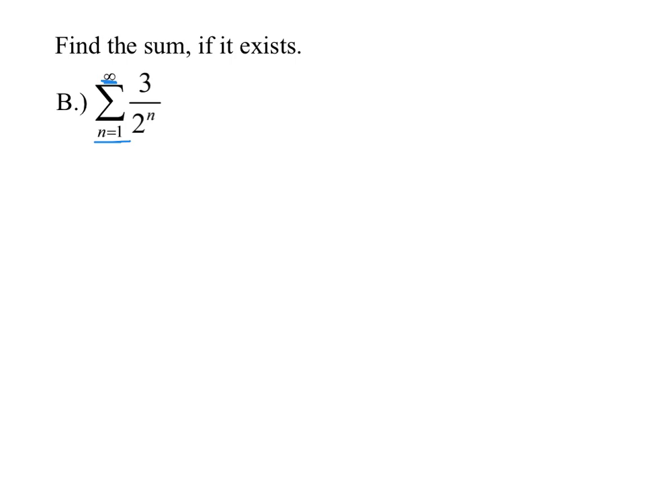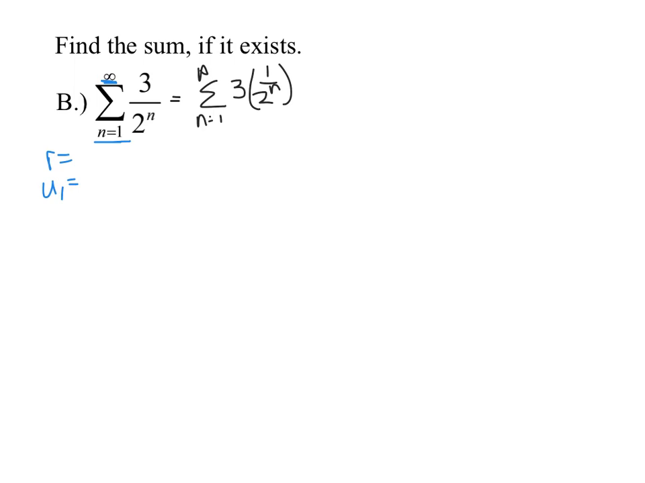Now we just need to identify what is the common ratio and what is our first term, and then identify if we can in fact find that this converges. So 3 over 2 to the n. First, what we're going to do is rewrite this. This can be rewritten as the sum from the first term to an infinite number of terms, and I'm going to rewrite this as 3 times 1 over 2 to the power of n.